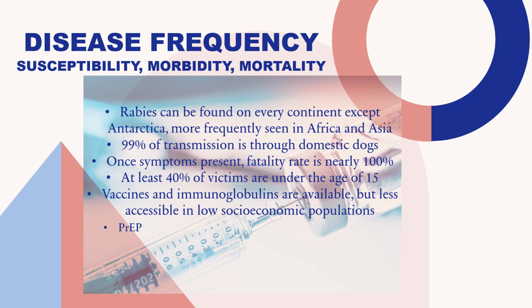Up to 99% of cases where the rabies virus has been transmitted to a human is through domestic dogs, either through licks with their saliva to previously open skin, or of course through a direct bite. Children ages 5 to 14 are actually the most common victims.